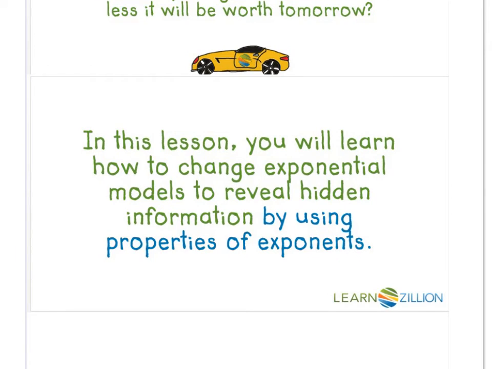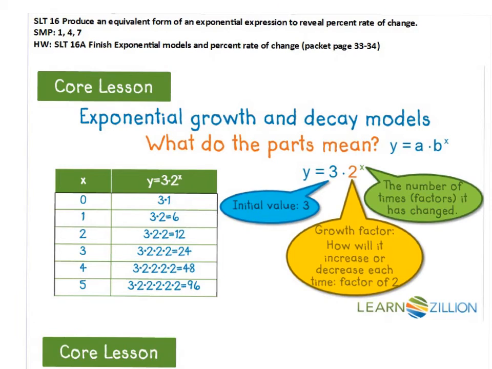So in this lesson, we're going to learn how to change exponential models to reveal hidden information by using different properties of exponents. Okay, again, don't write this down. I just want to do a quick review. When you have an exponential equation, this 3 here, which is in the spot of A, is your initial value. 2, which is in the place of B, is your growth factor, how much you'll increase or decrease by. And the x in the exponent is the number of times.